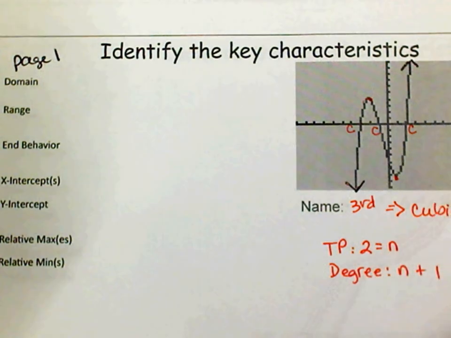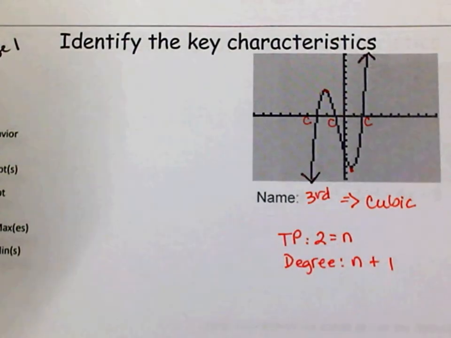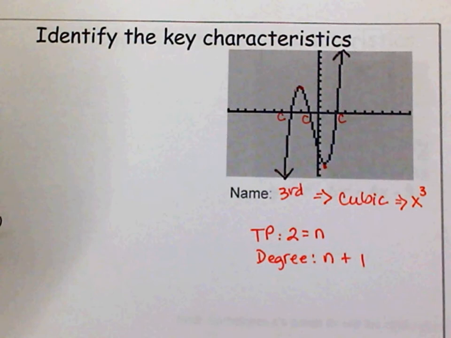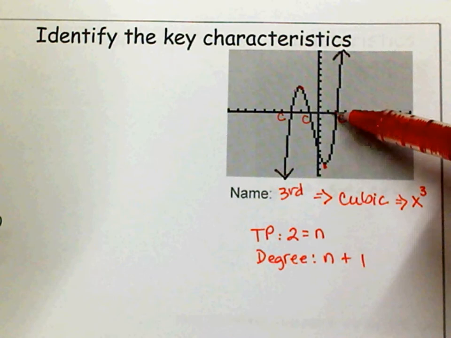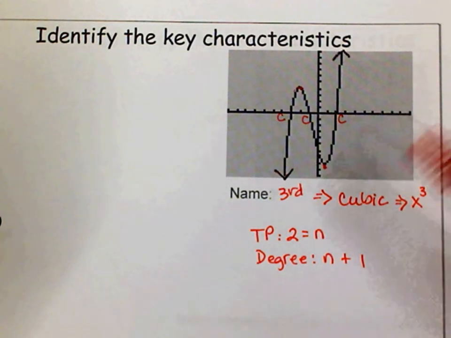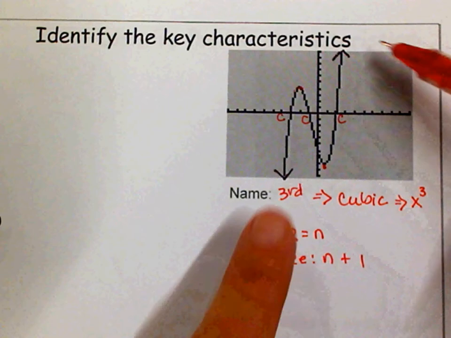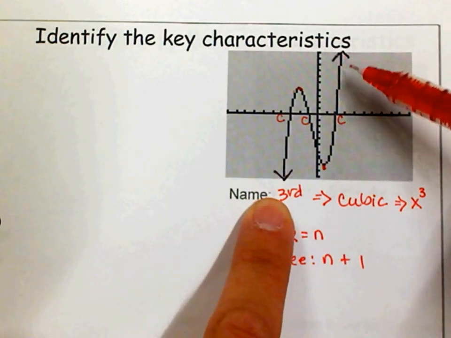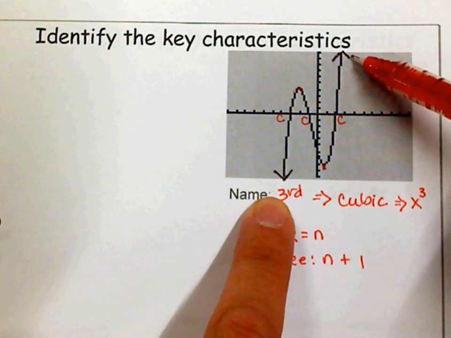And what is it called if you have a third degree? It is called a cubic function. And what's a cubic function? It is x to the 3rd power. That's a cubic function. So look at your turns. 1, 2. How many turning points? 2 turning points. If it's 2 turning points, it's 2 plus 1. It's always 1 more. So that is opposite direction. That tells you it's going to be an odd power.